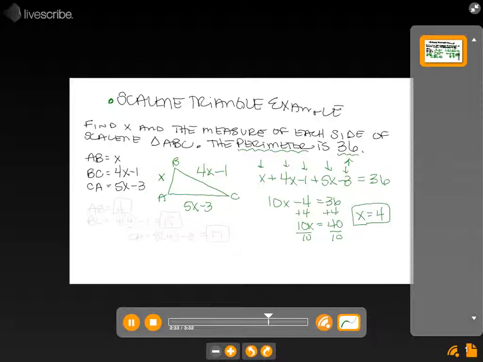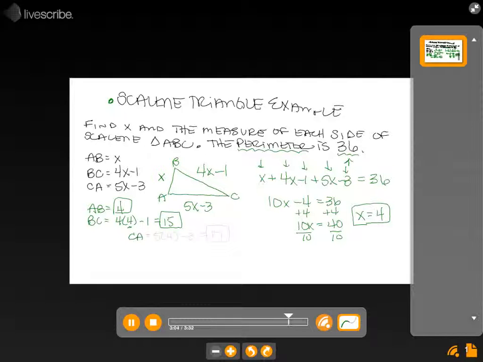Alright, now we're not done because it says find the measure of each side. So when we do each side, we need to make sure that each side is a separate length. It's something different. Well, AB is just x, so AB is going to be 4. BC is 4 times 4, because we're going to substitute that x in, minus 1. Well, 4 times 4 is 16, minus 1 is 15. Let's go ahead and put boxes around these.